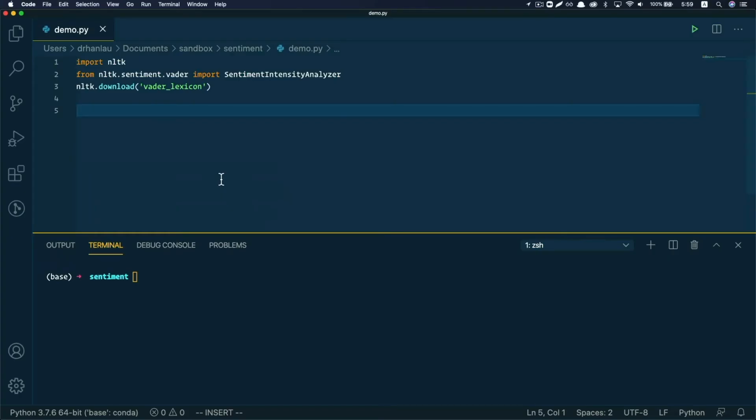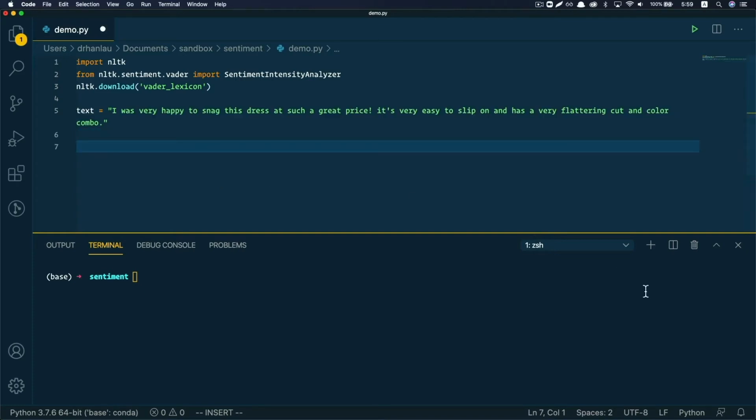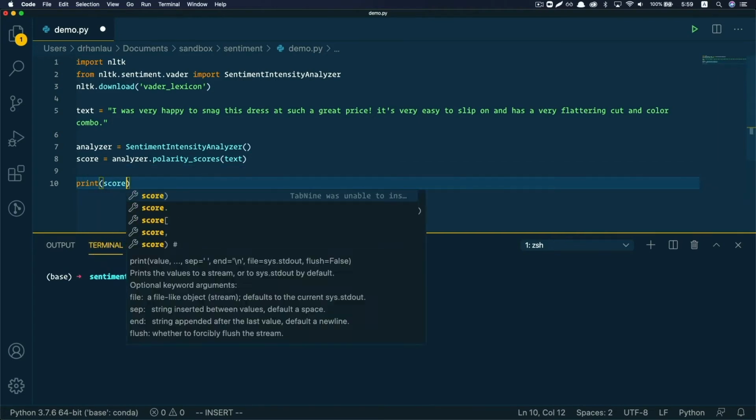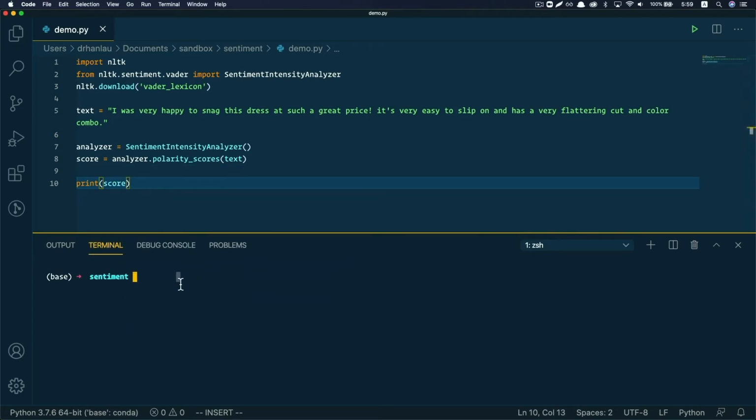Let's see how we can analyze this review. Assign the review to a variable called text. Then we can initialize a copy of the SentimentIntensityAnalyzer and call the polarity_scores function from the analyzer. And lastly, we print the score, save it, and run the Python script.